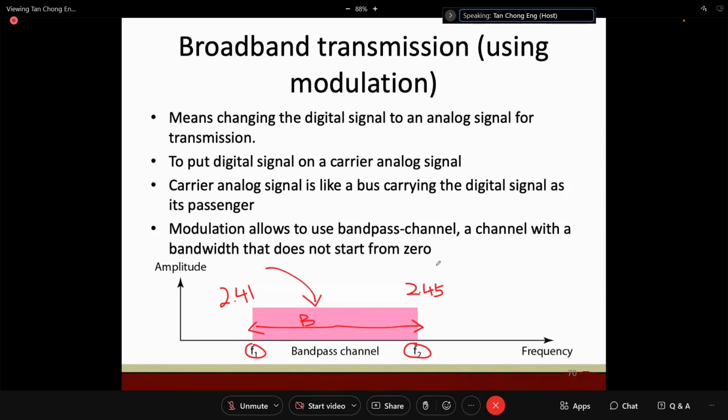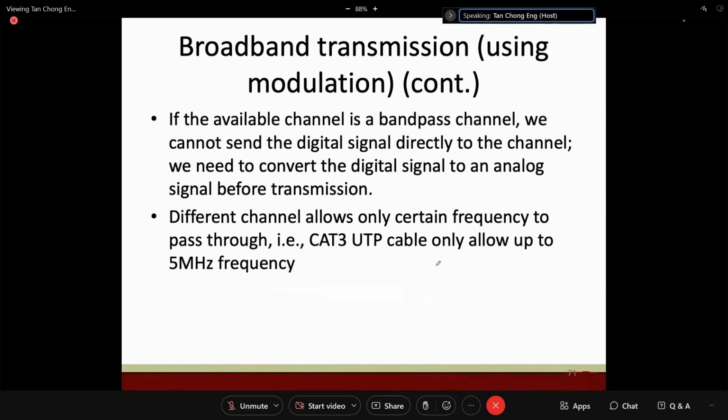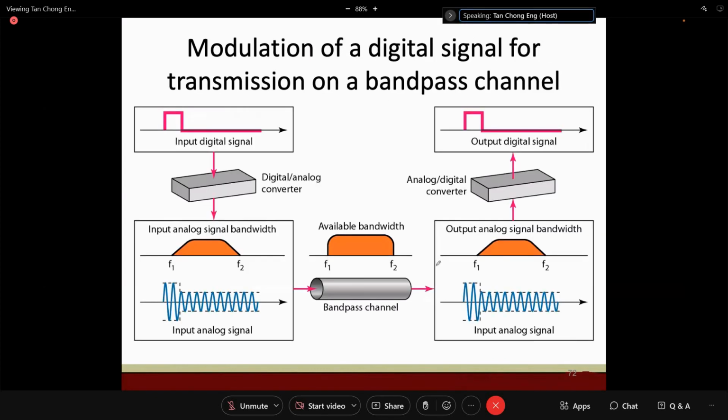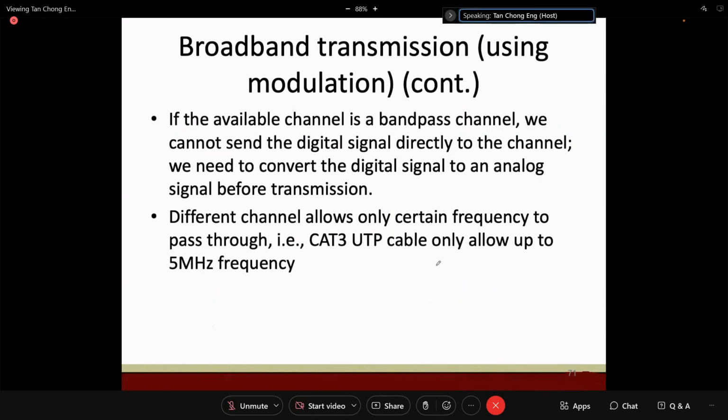Basically, you have to enter a bus. Broadband always refers to combining two frequencies, the original digital signal combined with a carrier signal to become a composite signal. And then this carrier frequency operates at a certain frequency band. So you just have to modulate them into that particular frequency. Right, so this is exactly what happened. So for example, here I mentioned Cat3 UTP cables are actually running at 5 megahertz frequency.